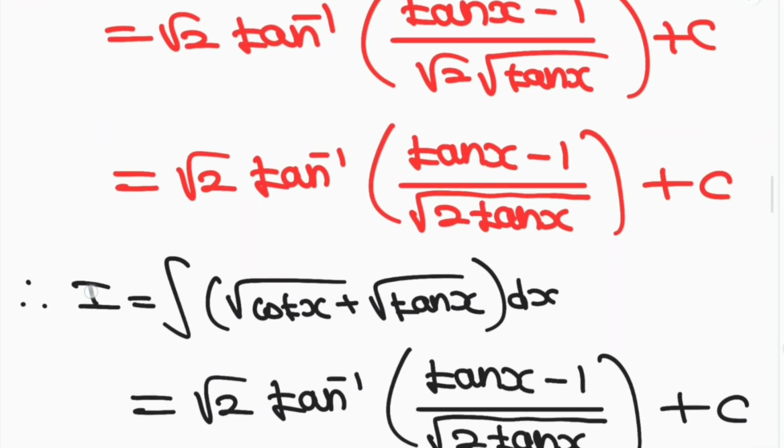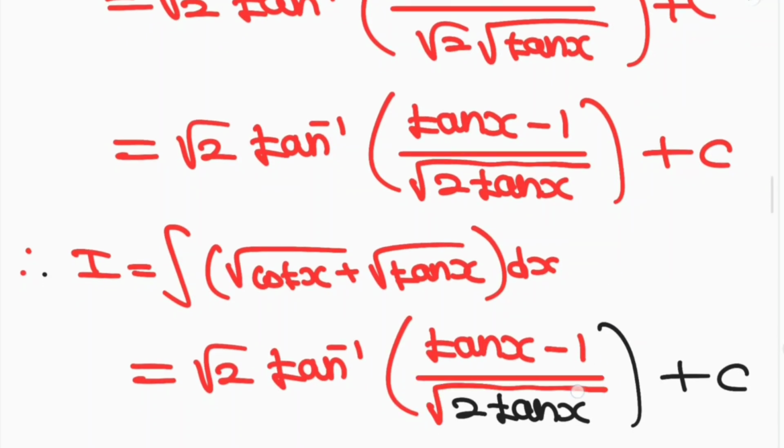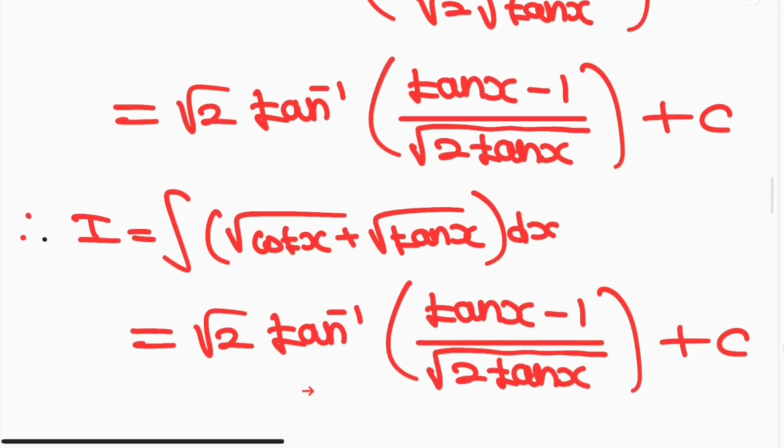So finally your I, which is equal to integral of root of cot x plus root of tan x of dx, is equal to root 2 into tan inverse of tan x minus 1 divided by root 2 into root tan x, plus c. So that is the final answer for this example 39. Okay, so that's all for this example and that's all for this video also.